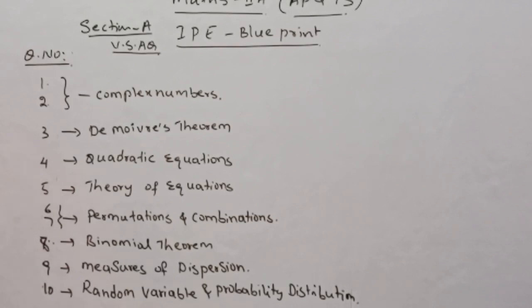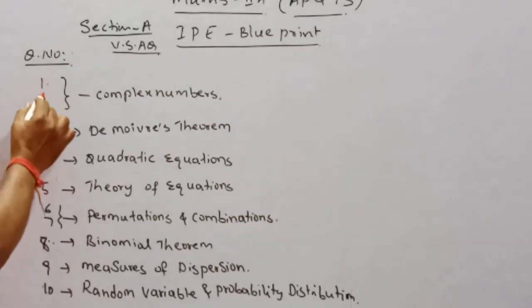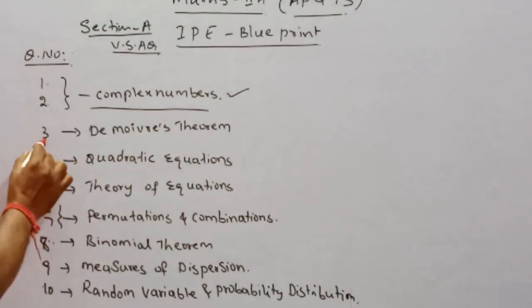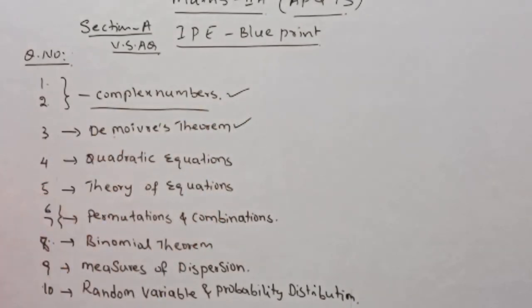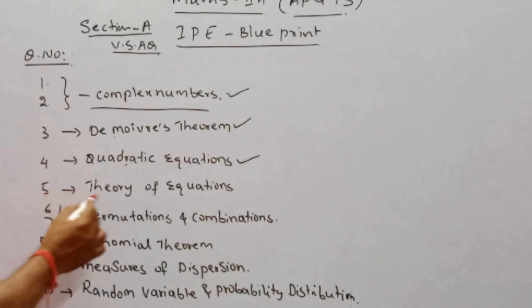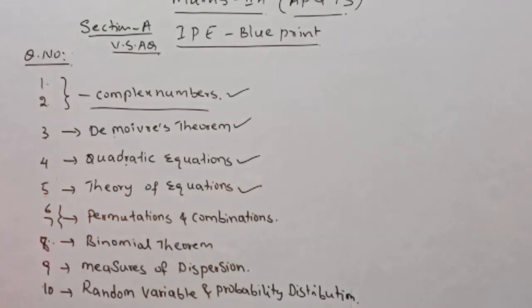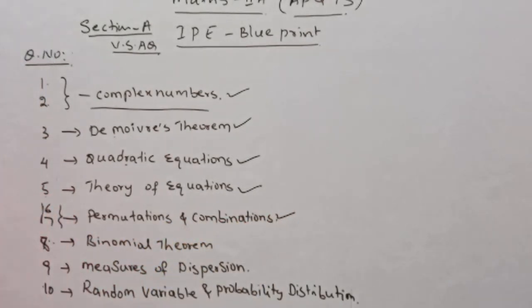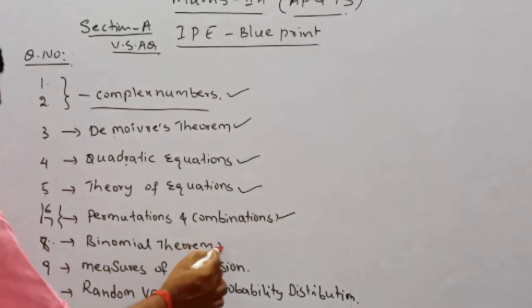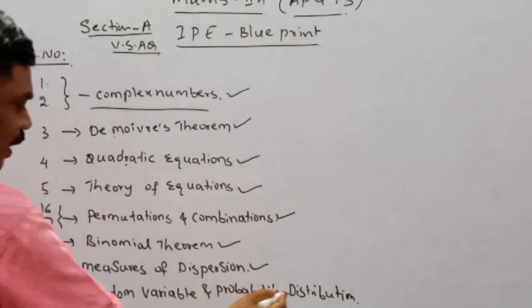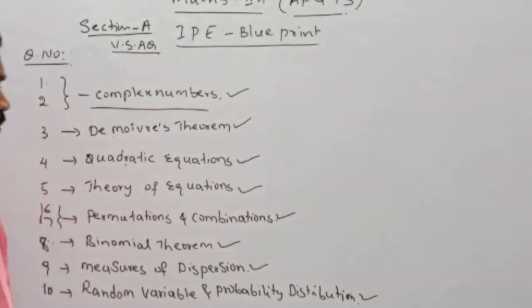The first and second questions are from complex numbers. The third question is from De Moivre's theorem. The fourth question is from quadratic equations. The fifth question is from theory of equations. The sixth and seventh questions are permutations and combinations. The eighth question is binomial theorem. The ninth question is measures of dispersion. The tenth question is random variable and probability distribution.